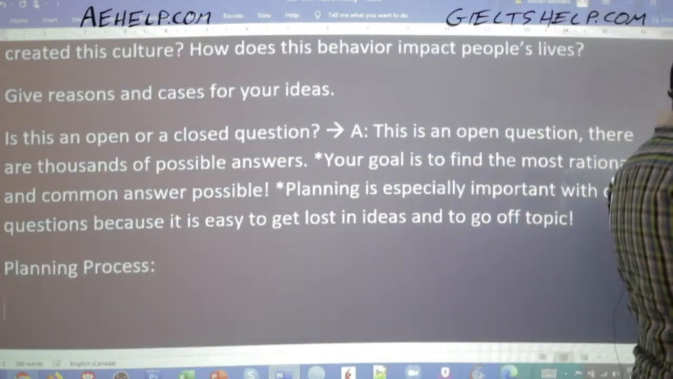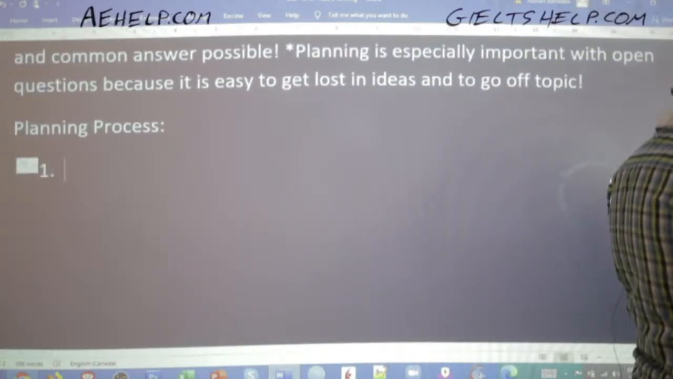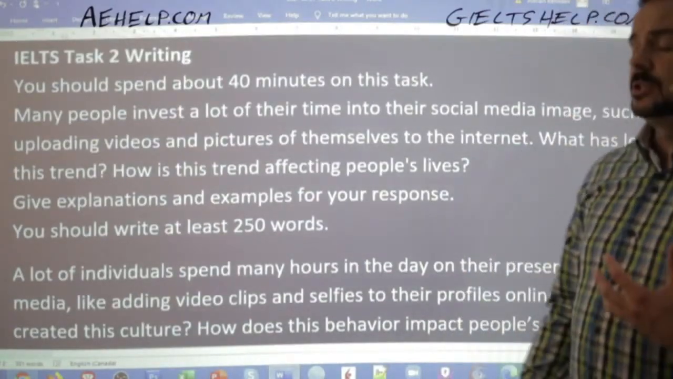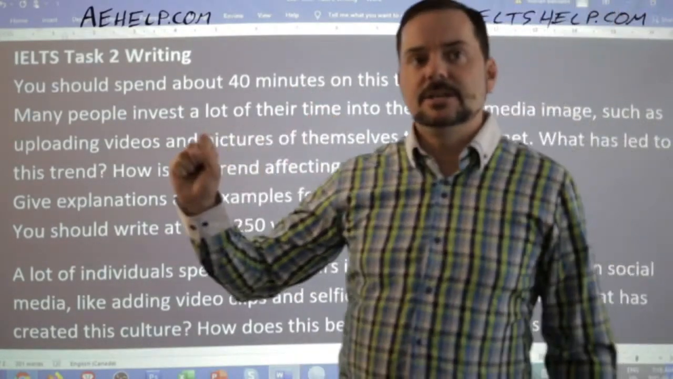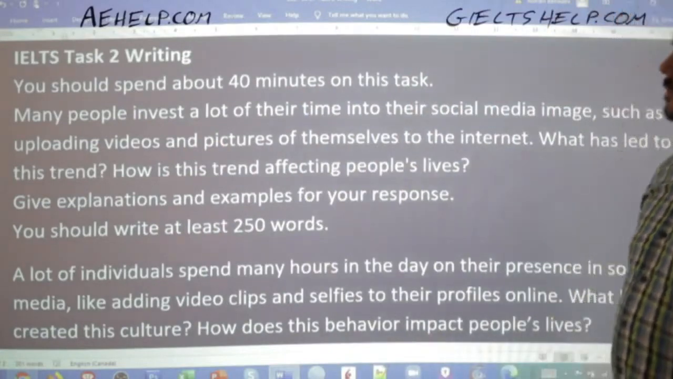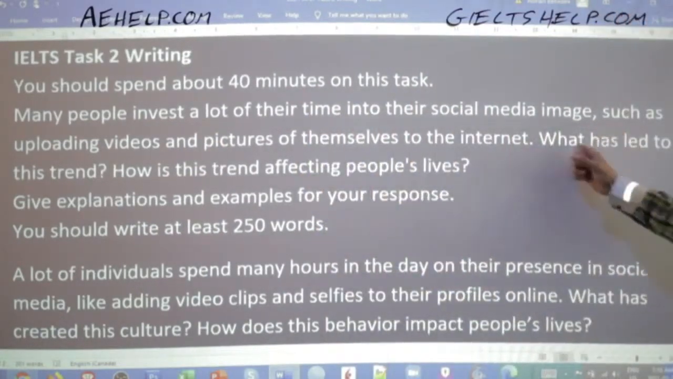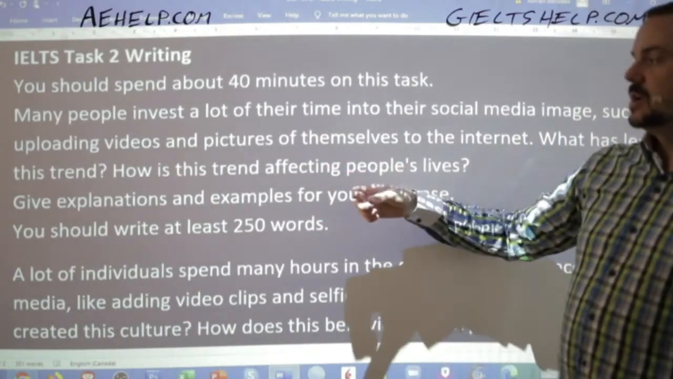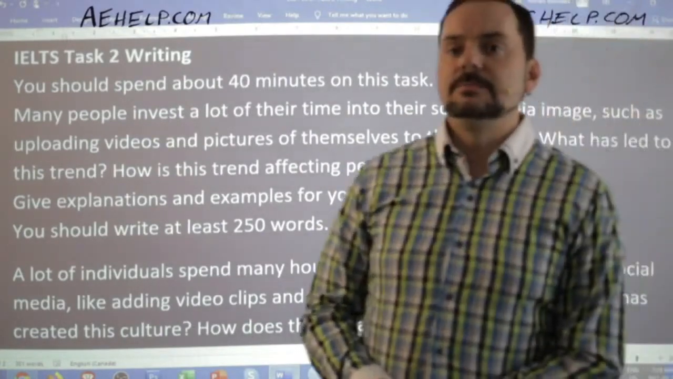And the planning process starts with always identifying the topic. What's the topic of this question? When you're identifying your topics and your controlling ideas, always use the original question, not your paraphrasing. Okay? So many people invest a lot of their time in their social media image, such as uploading videos and pictures of themselves to the internet. What has led to this trend? How is this trend affecting people's lives? What are we talking about?